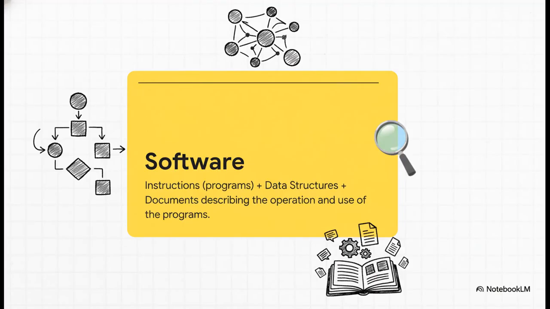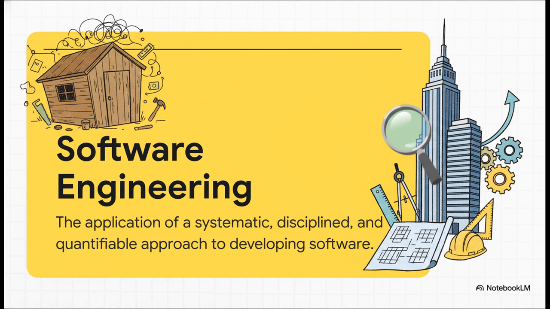Okay, so first things first, what even is software? It's not just the code, right? It's the whole shebang. It's the instructions that run on the computer, it's how the data is organized, and this part is so important, it's all the documents that tell you how to actually use the thing. And that brings us to software engineering. See, this isn't just about hacking some code together. It's a discipline. It's about taking a systematic, measurable approach to building things. I love this analogy. It's the difference between knocking together a backyard shed and engineering a massive skyscraper.